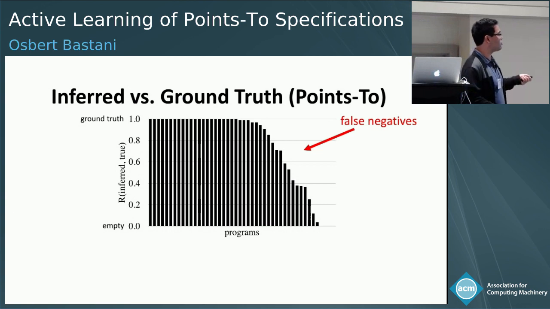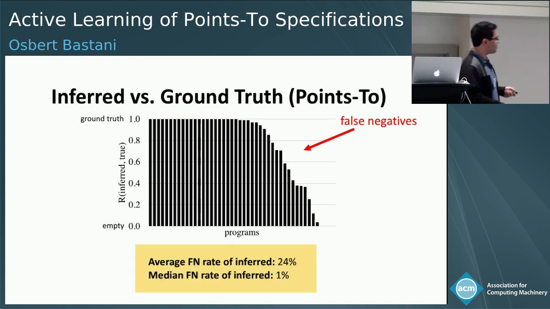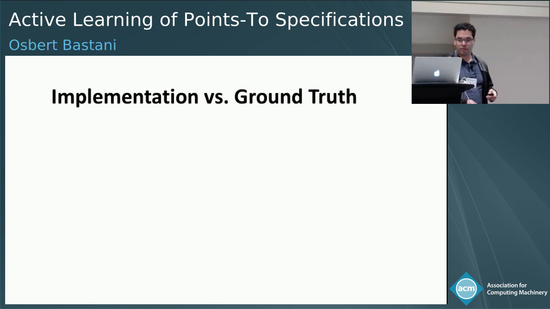So because the ground truth is always the best you can hope to do, everything here are false negatives in our algorithm. But on average, we did pretty well. Our false negative rate was only 24% on average. And for almost half the apps, we actually had a 0% false negative rate, which is pretty impressive. And so that was the first part of our evaluation.